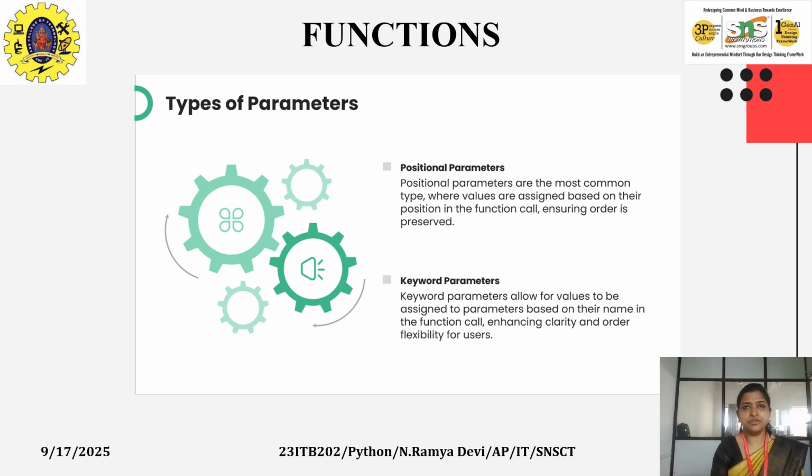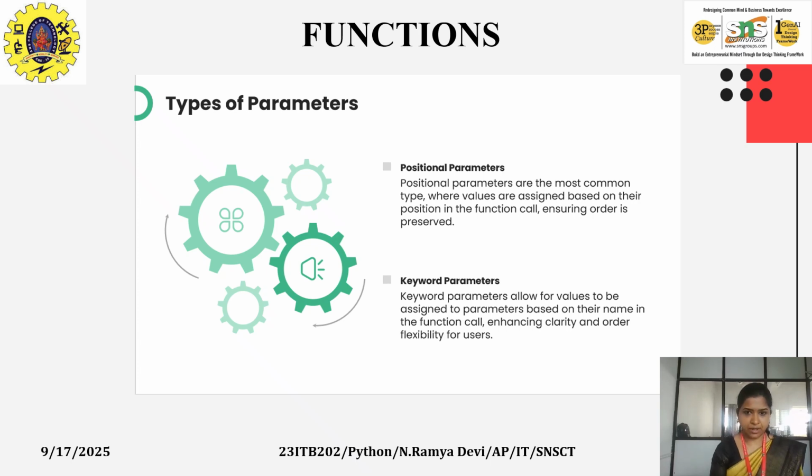For example, if we are calling an add function which passes two parameters, 5 comma 3, and we have an add function, add of a comma b, then a will be assigned 5 and b will be assigned 3. That is called a positional parameter.